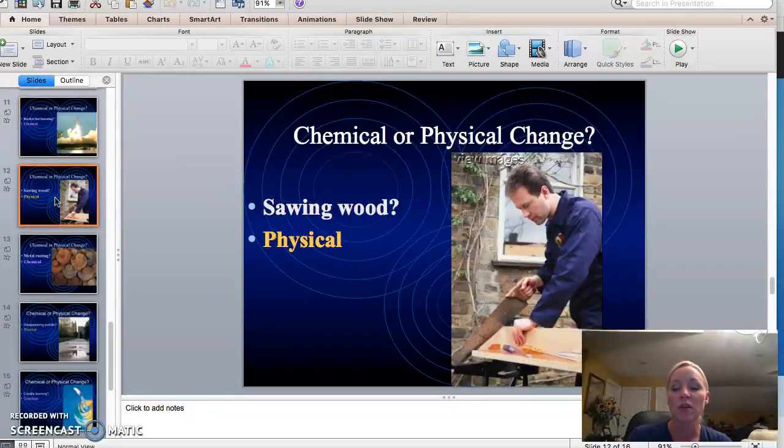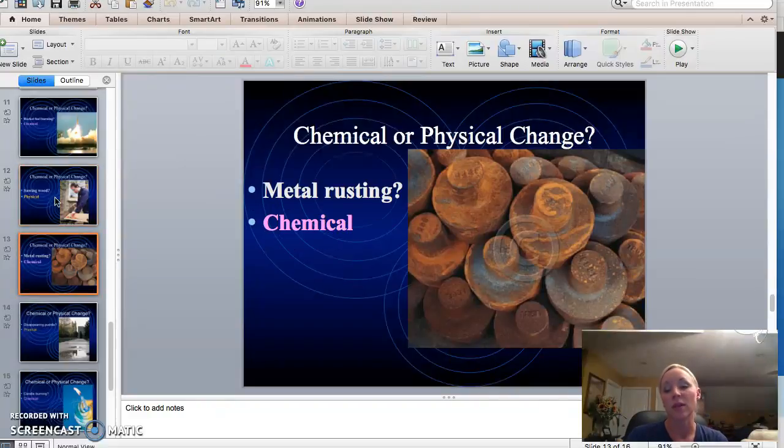Sawing of wood. Sawing of wood is physical because you are sawing the wood. You may be sawing it into 2 pieces or 3 pieces. Regardless, it's still that wood. Nothing has been created or destroyed in that aspect, so it is physical. Metal rusting. Now, this is obviously chemical. This is going to happen over a period of time, through temperature changes. Anytime you have a temperature change, you're going to be dealing with a chemical change. The rust forming on that metal is a chemical reaction. There had to be a chemical reaction to take place for that rust to form.